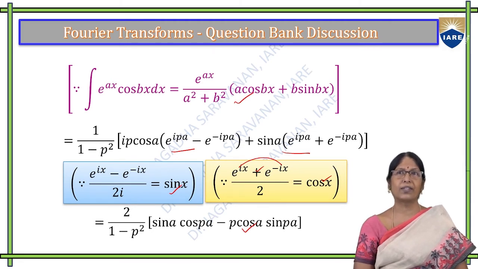So these are the steps to be followed: what we have to recall, what we have to understand, how to apply. So these three complete Fourier transform, 95 percent, Bloom's taxonomy third level satisfying questions are dominating in the question bank.